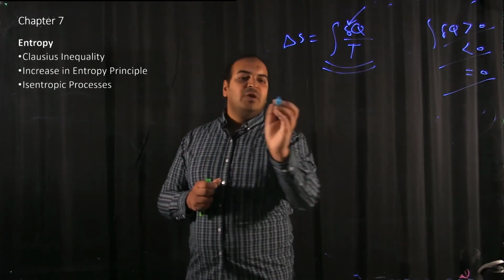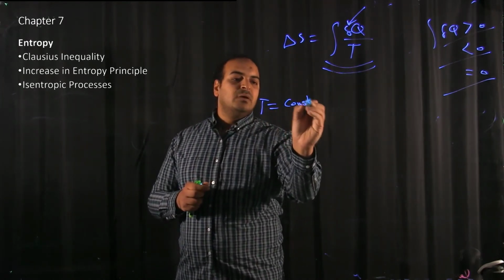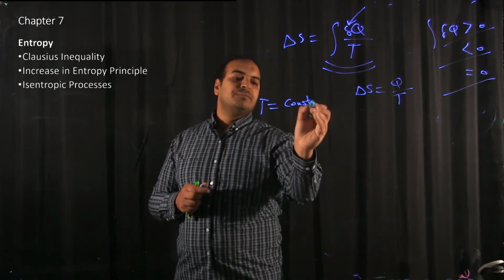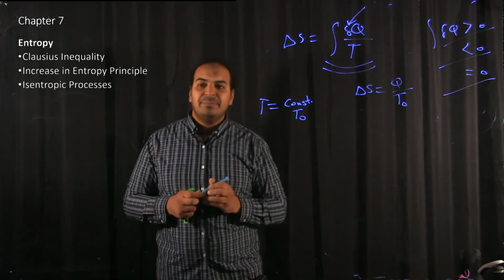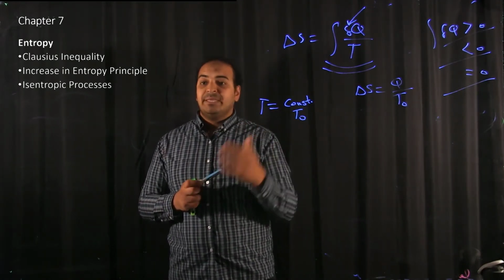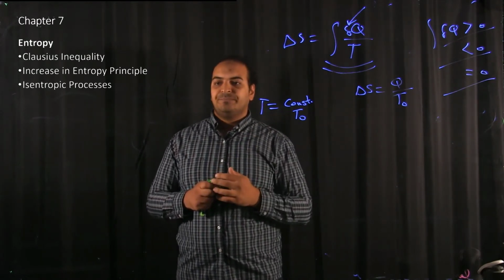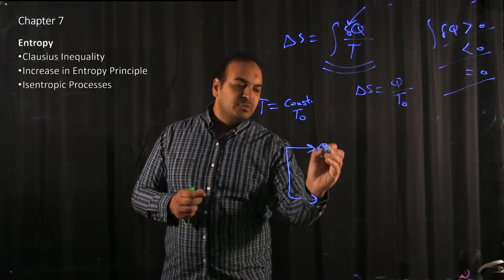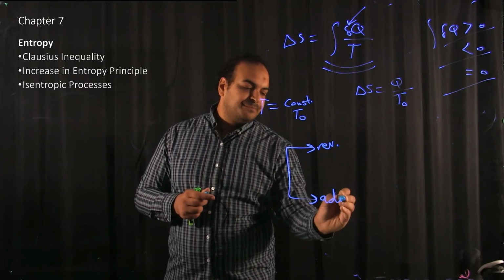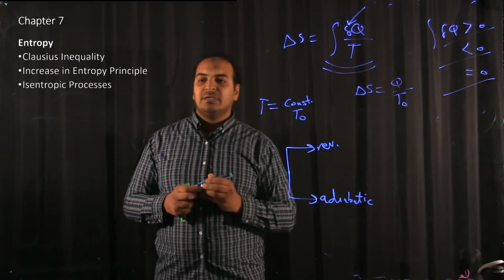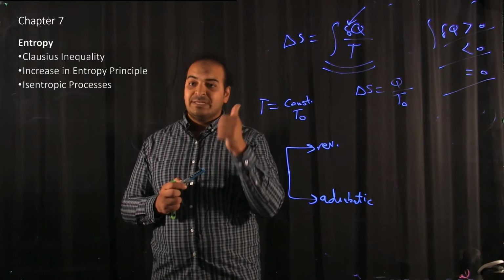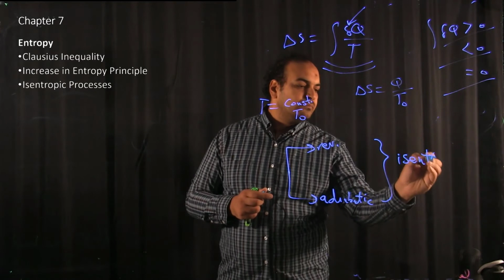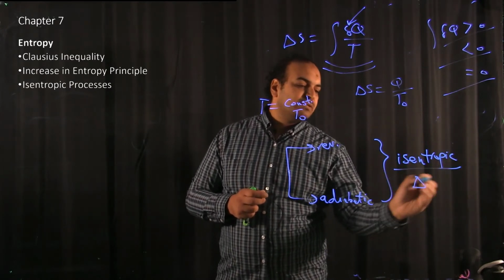If you have a constant temperature, for example, you used to say delta S equals Q over T, at this constant temperature. Let's say it's T0. For example, thermal reservoir, ambient, ocean: Q over T0. If we have two things together, reversible and adiabatic, like for example the Carnot cycle, process 2 to 3 or 4 to 1, it was reversible and adiabatic. This means isentropic. Delta S is 0.